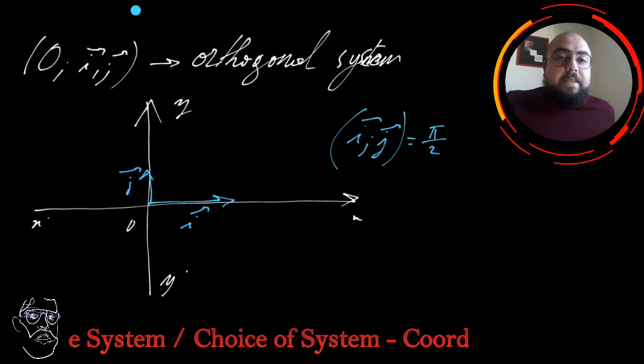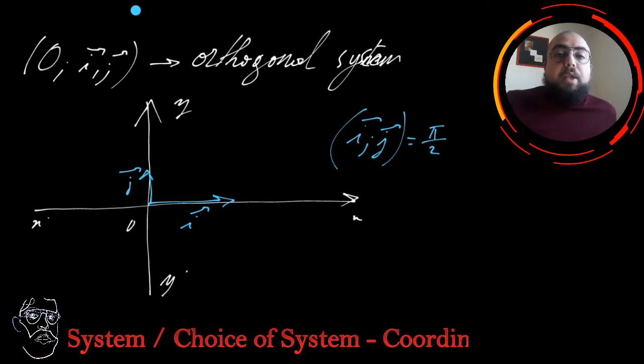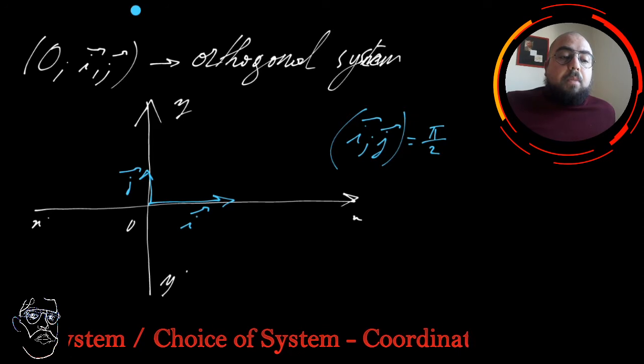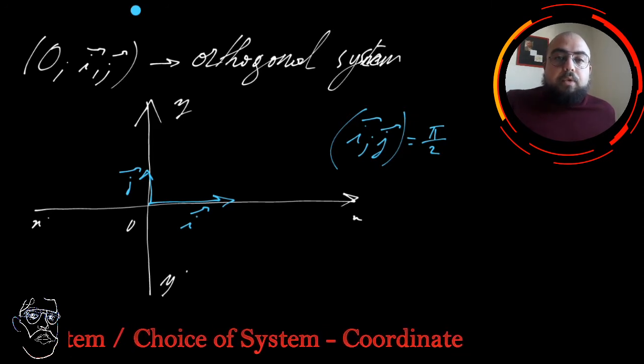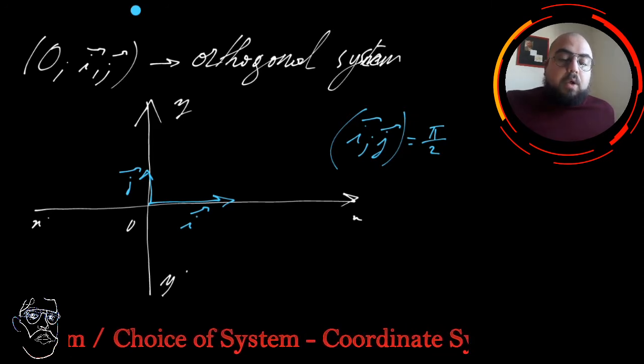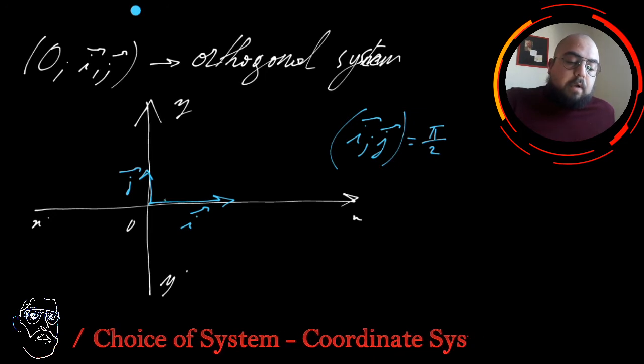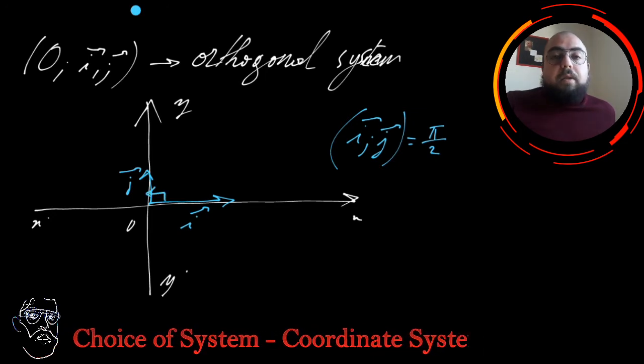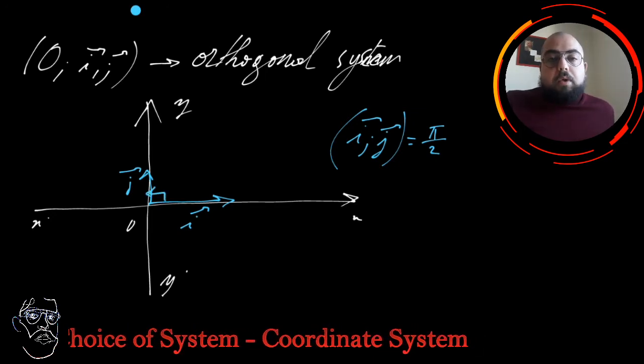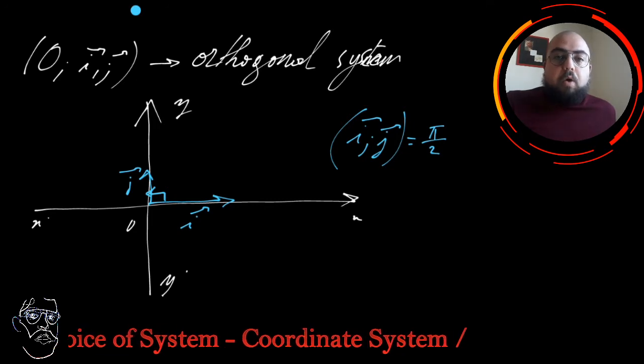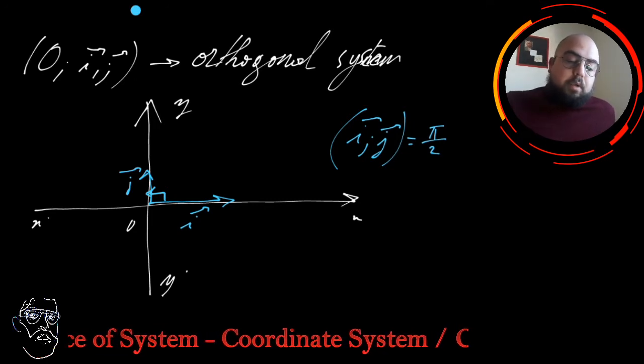Now, in this case, it's not important to have I and j having the same norm. It's not important to have them 1 unit. The most important thing is to have the angle between the two vectors I and j 90 degrees, or simply pi over 2. I and j are orthogonal.